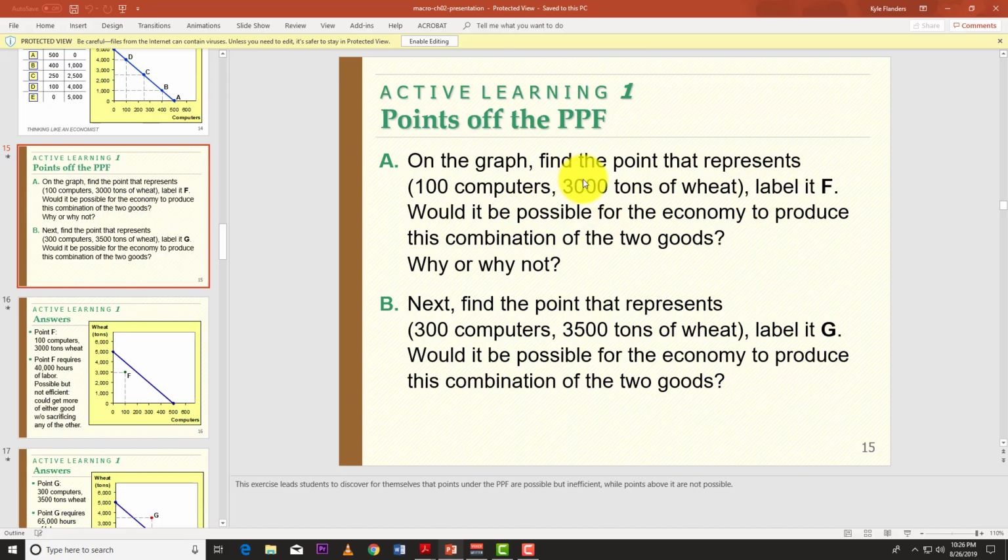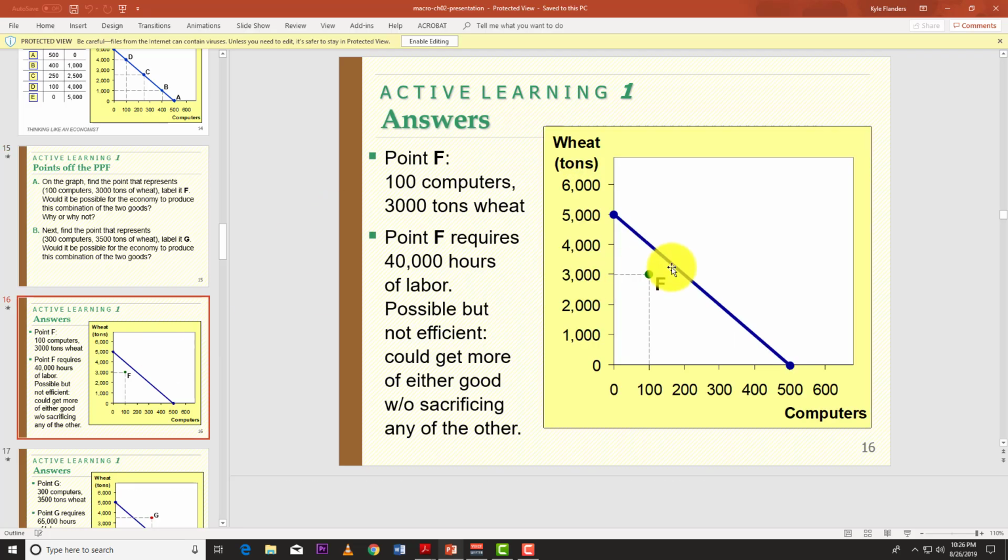at F we're looking at 3,000 tons of wheat and 100 computers. Look at F. What is happening here? If you stay at 100 computers and 3,000 wheat, what is happening here? Inefficiency. Because when you produce 100 computers, you can still move up to 4,000. So you're telling me you're wasting a whole 1,000 tons of wheat just like that. If you produce at F, you are wasting at least 1,000 tons of wheat. So that is why F is inefficient.